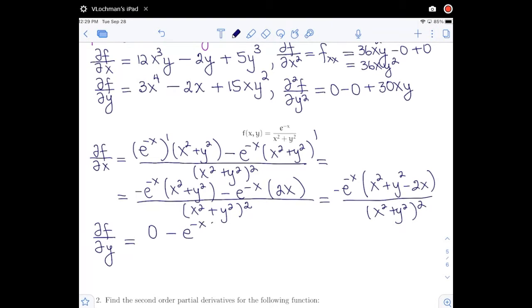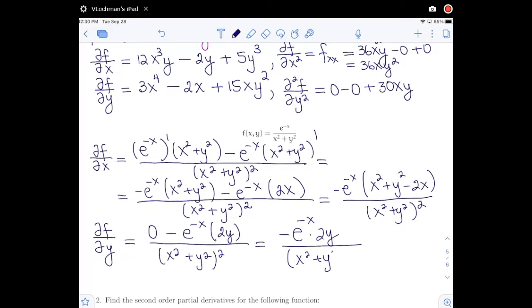Minus e to the negative x, and then what's the derivative of this expression with respect to y? That's going to be 2y. So we end up with negative e to the negative x times 2y divided by the quantity x squared plus y squared, quantity squared.